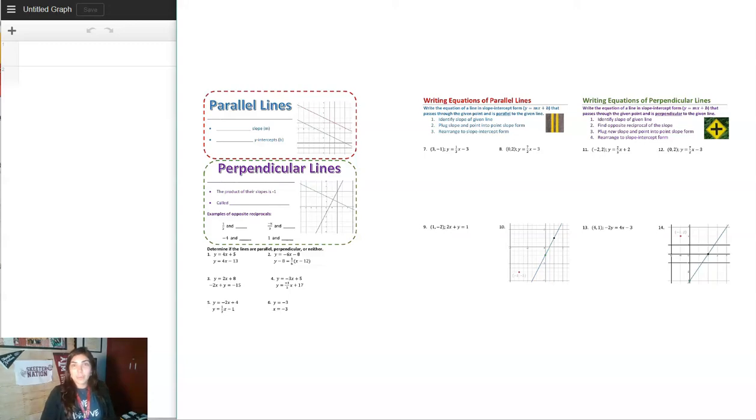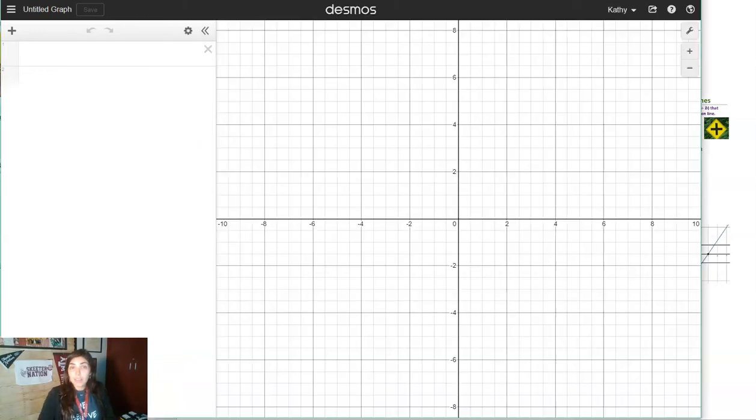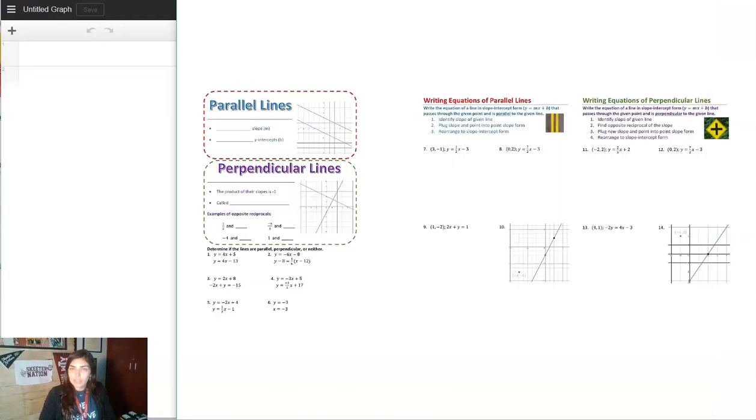All right, my friends, today we're going to be talking about things that are called parallel and perpendicular lines. This should sound familiar because you learned a little bit about them last year in 8th grade. But what we're going to be doing today is eventually writing equations of parallel lines and writing equations of perpendicular lines. I have up on the screen Desmos today because we're going to be using Desmos a lot to visually see what parallel and perpendicular lines actually look like on graphs because it's a very visual concept.